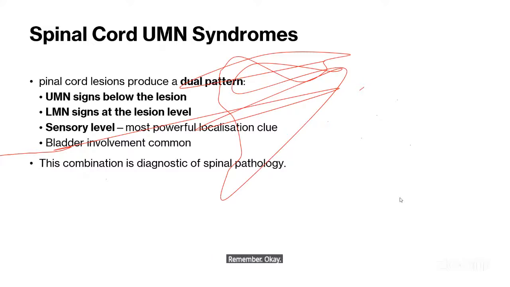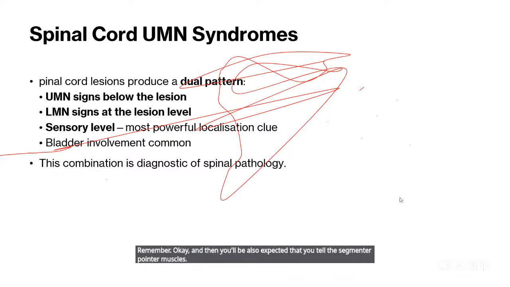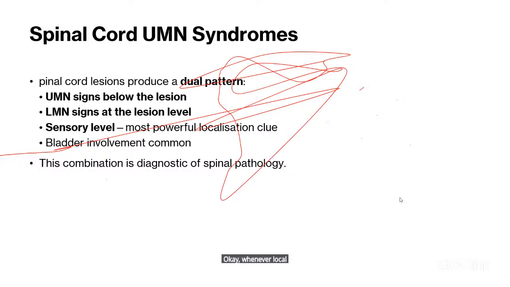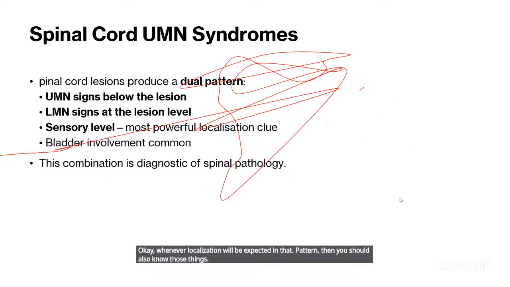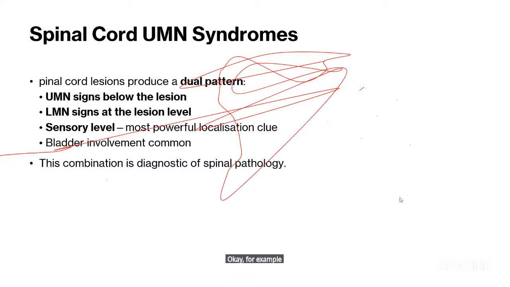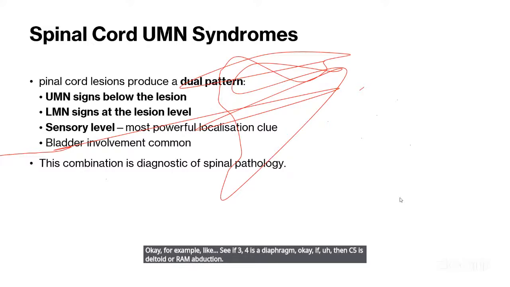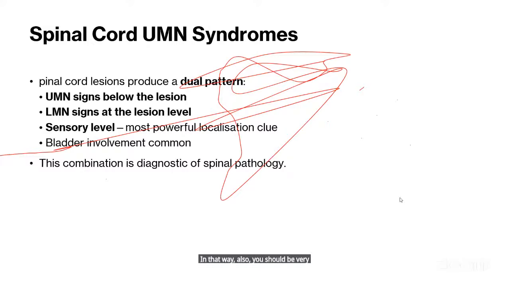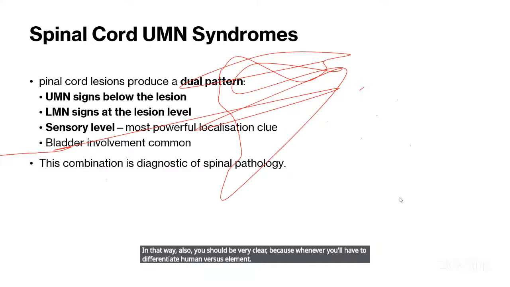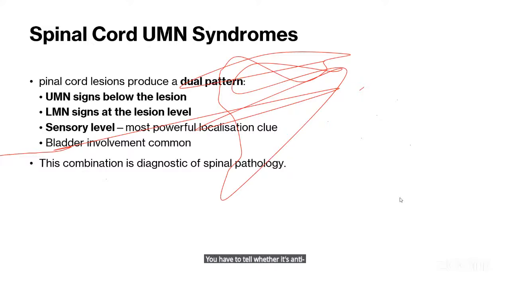Then you will also be expected to tell the segmental pointer muscles. Whenever localization will be expected in that pattern, then you should also know those things. For example, C3, 4, 5 is the diaphragm. Then C5 is deltoid or arm abduction. In that way also you should be very clear, because whenever you have to differentiate UMN versus LMN, you have to tell whether it's anti-gravity type of involvement or a segmental pointer which is involved.